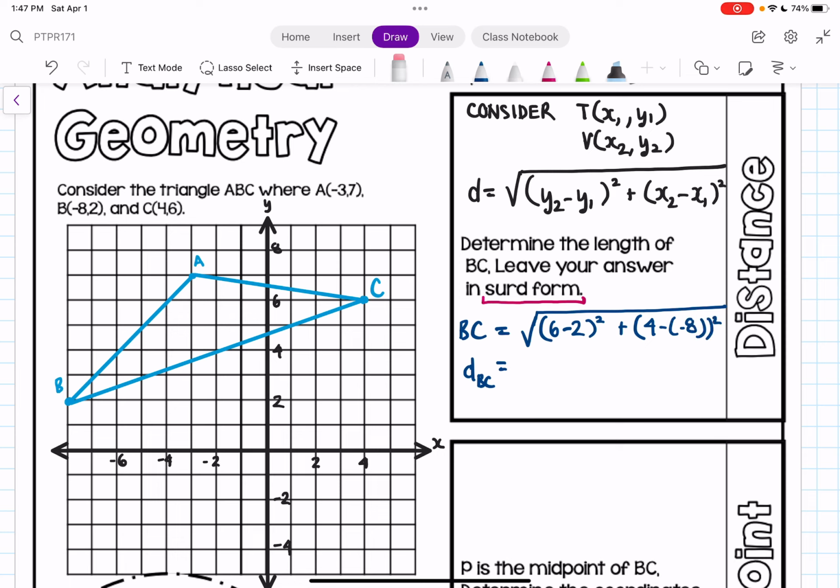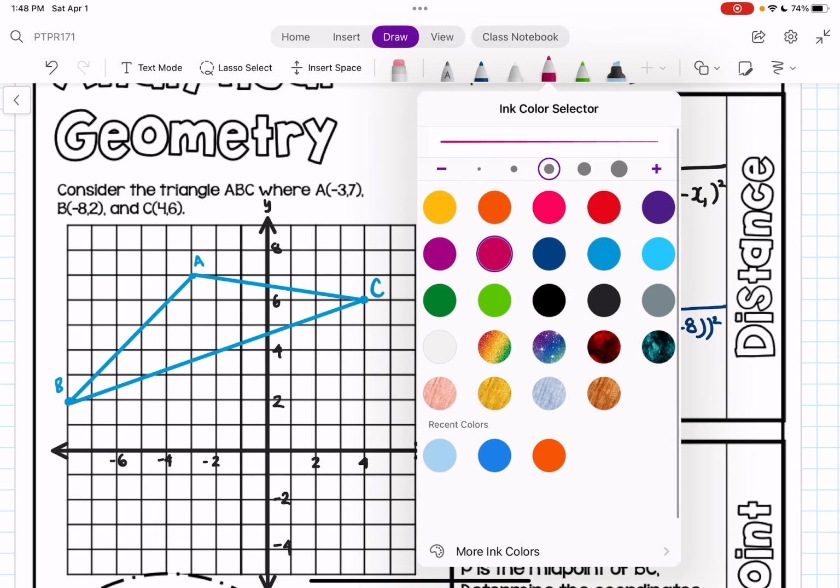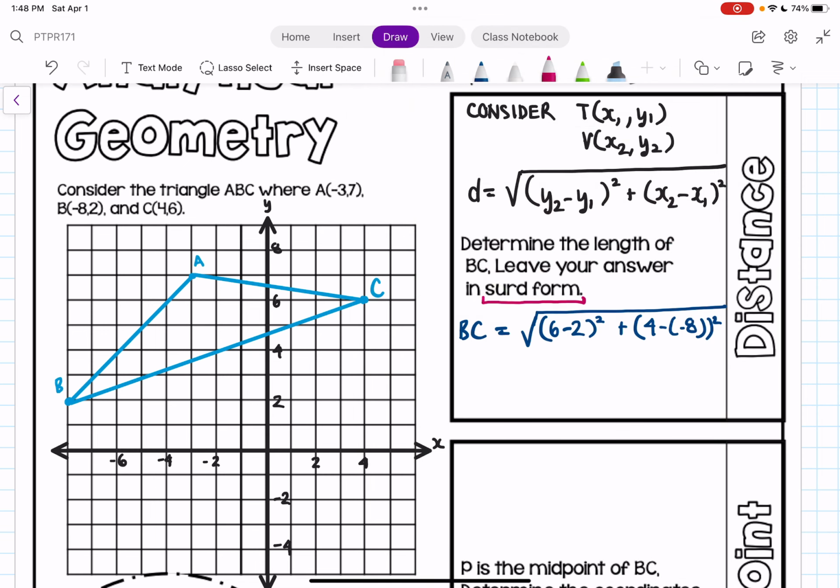From here, you should just use your calculator. I don't want to see middle steps and other little finicky things happening here. From this point on, it's your calculator.